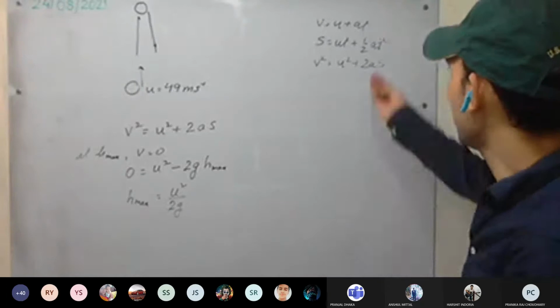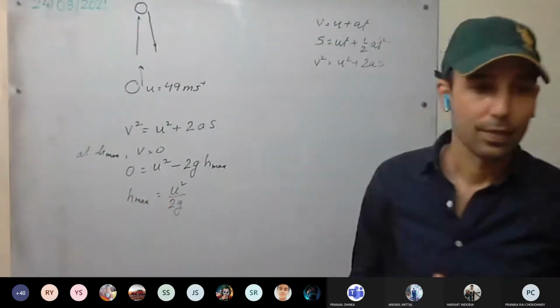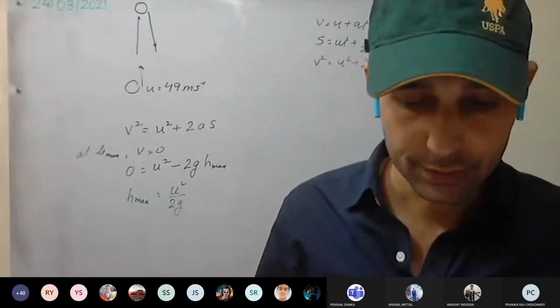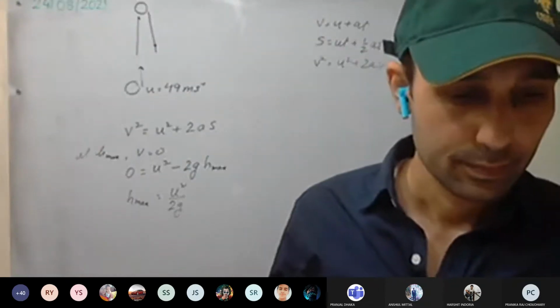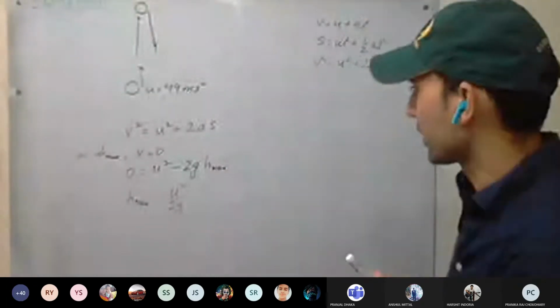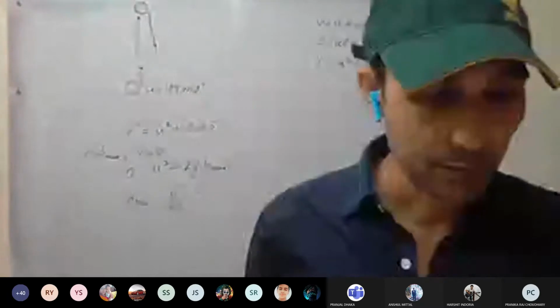So you can see if you are using these three formulas, you don't have to remember any other formula. Okay, calculate this one. g you have to take 9.8. 122.5 meters. Okay, this is fine.